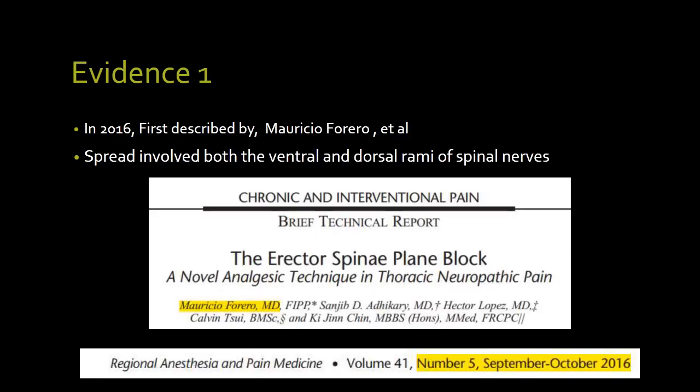Evidence number 1. In 2016, first described by Mauricio Forero and others for thoracic neuropathic pain. They used 20 ml of 0.5% ropivacaine at T5 and got a sensory level of T3-T9. Forero and others reported that the local anesthetic spread involved both the ventral and dorsal rami of spinal nerves.